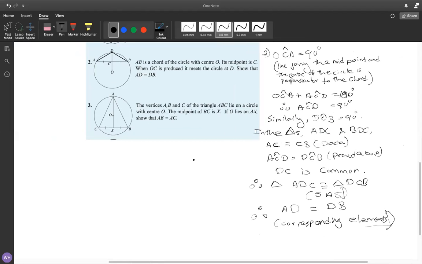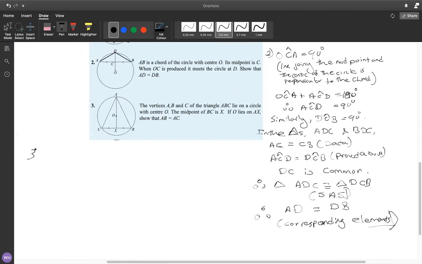And with this, I will go to the third question without wasting time. The vertices A, B and C of the triangle ABC lie on the circle with center O. Here the midpoint of BC is X. Clearly you can see that. If O lies on AX, yes, you can see that. Show that AB equals AC. Here also you have a proof. How can you go through that?